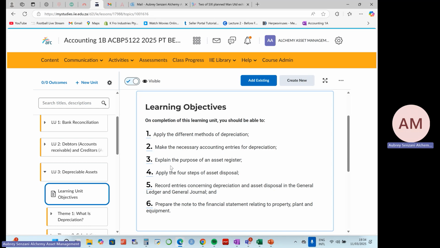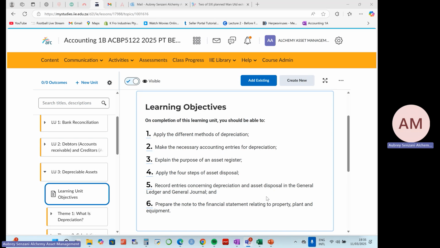We are in Learning Unit 3, and the topic is depreciable assets. Learning objectives. Number one, apply the different methods of depreciation. Two, make the necessary accounting entries for depreciation. Three, explain the purpose of an asset register. Number four, the 4 steps of asset disposal, which we'll be doing today. Number five, record entries concerning depreciation and asset disposal in the general ledger and general journal.